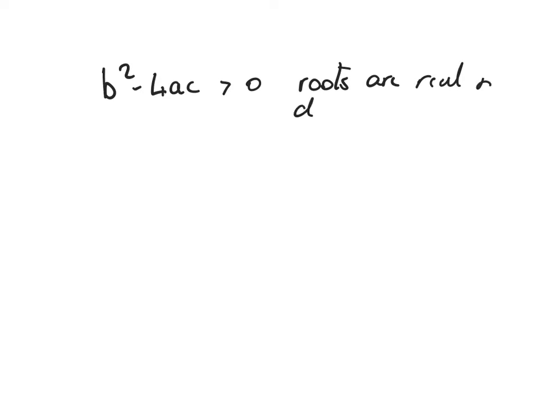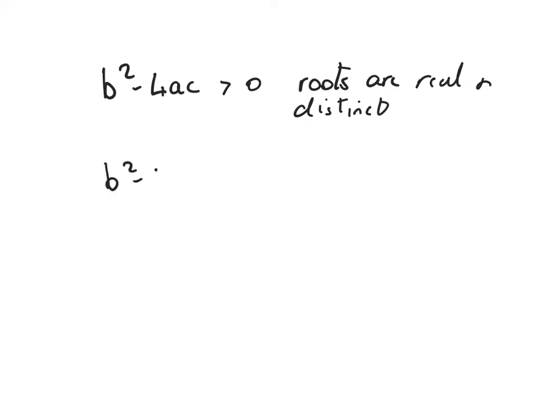Okay, we're going to have a look at the discriminant. Remember that the discriminant is given by b squared minus 4ac. And some conditions for the discriminant are when it's greater than 0, that means that roots are real and distinct. Or you can phrase that as real and unequal.